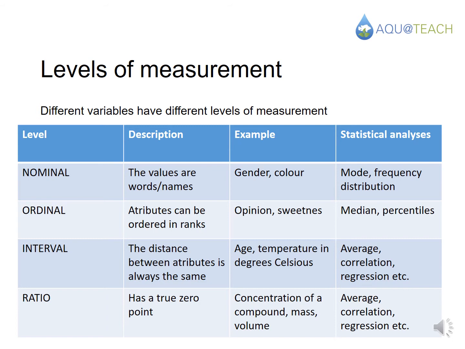When attributes are ordered in ranks and when the distance between the attributes is always the same, then we talk about interval level. For example, age or temperature when measured in degrees Celsius. Ratio level has all characteristics of interval level and also has a true zero. That means that also zero measurements are possible. For example, when measuring concentration, mass, or volume. Different levels of measurement also have different statistical analyses that are possible.